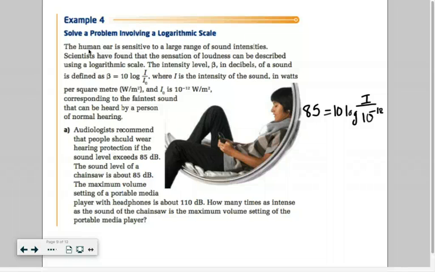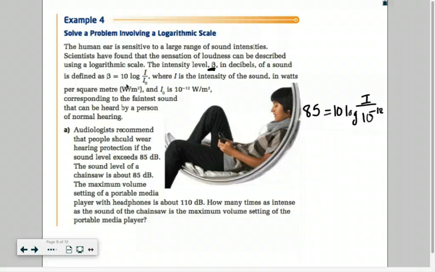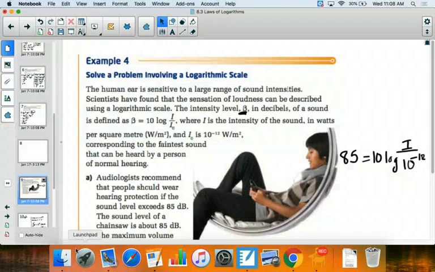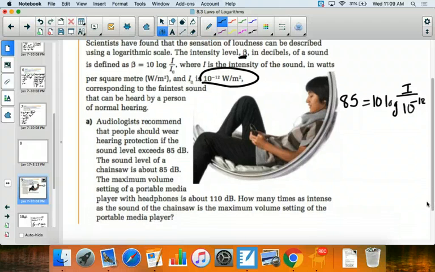So the intensity level, we're using beta for this, in decibels of a sound is defined by this equation. Beta is equal to 10 log I over I naught, where I is the intensity of the sound, which is measured in watts per square meter, and I naught has a standard value of 10 to the negative 12. I naught is constant in this case, and I is going to be the intensity of your sound. That 10 to the negative 12 is the faintest sound that can be heard by a person with normal hearing. So that's like your base level, the smallest possible sound.